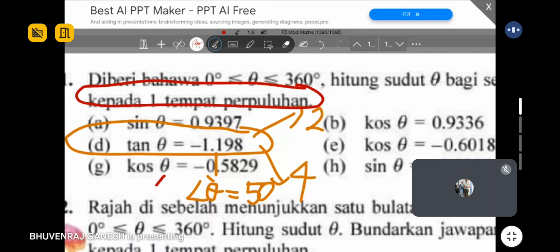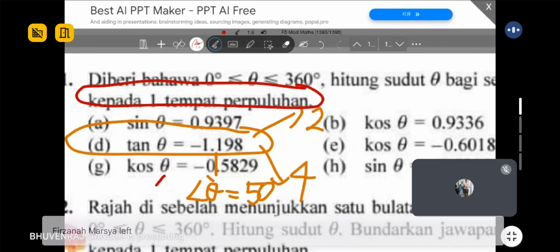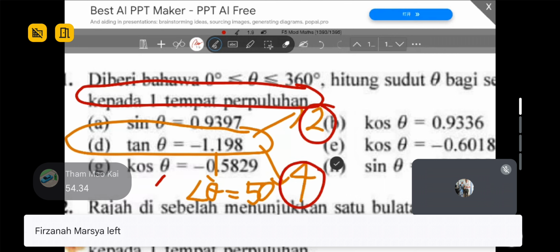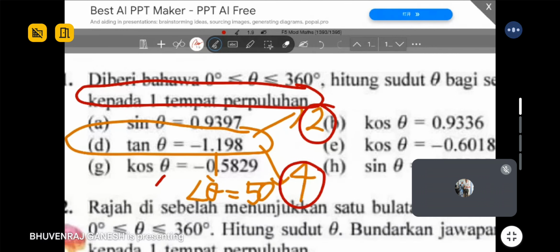So anyone? Answer? You must have two answers for question D. Always two answers, guys. Modern maths. Dua jawapan untuk theta. You have quadrant 2 and also quadrant 4. Come. Quadrant 2, you know. Quadrant 2, is it 54.34? I don't think so. You must give your answer in quadrant 2 and quadrant 4 because tangent is negative. So tangent negative is 2 and 4.